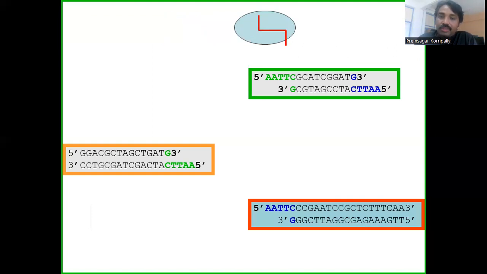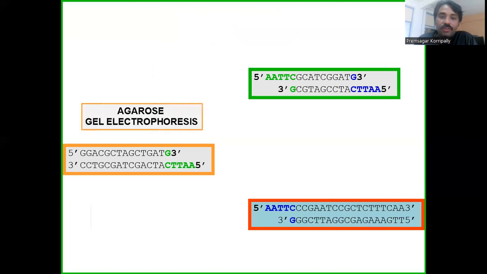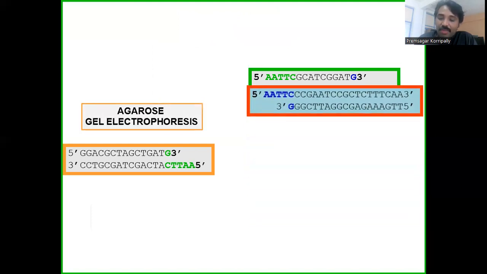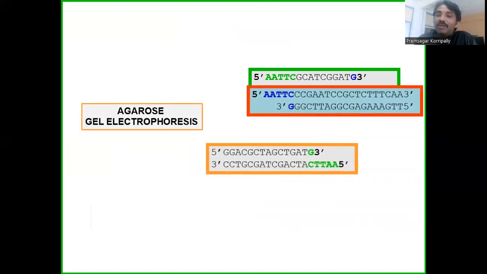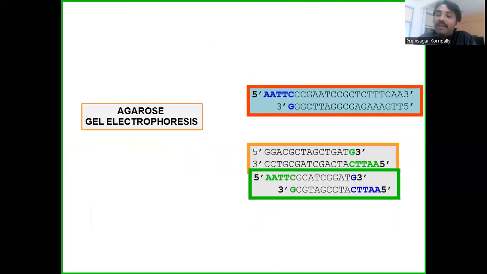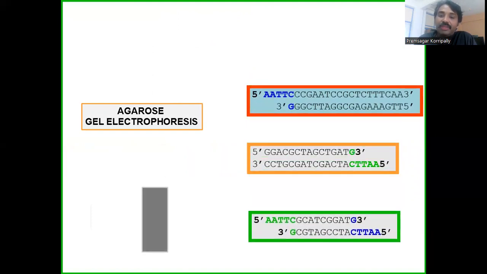So when you do the agarose gel electrophoresis, these DNA fragments arrange based upon the molecular weight of that fragment. You see, this is the bigger fragment and stays near the well where you load, followed by the next big one, and followed by the smallest one. The same thing you can see in the agarose gel electrophoresis.